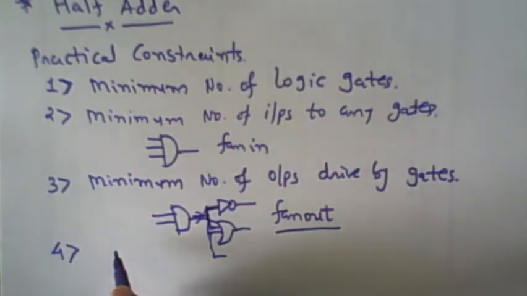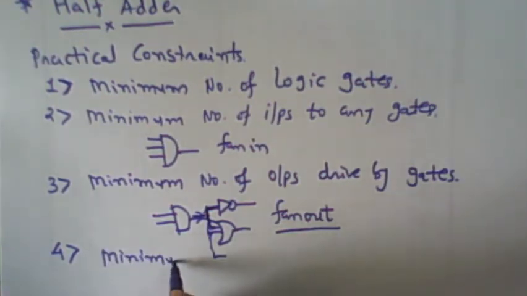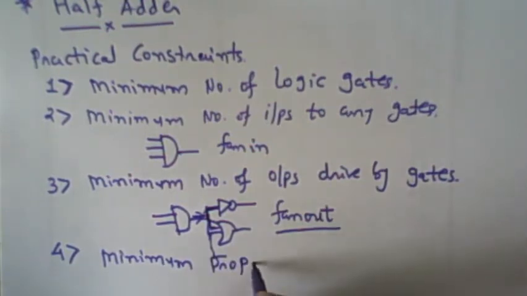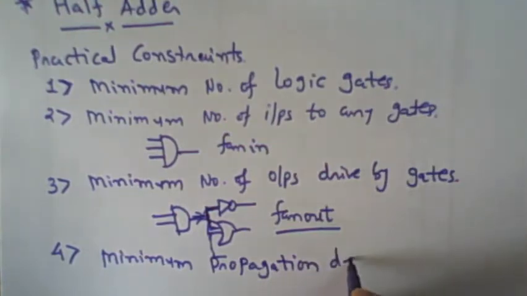The fourth thing is we have to design our combinational circuit in such a way that it should have minimum propagation delay. Minimum propagation delay means the time required to propagate the signal from input to output. It is called a propagation delay.